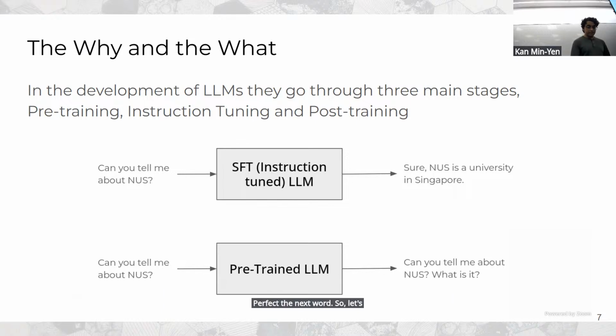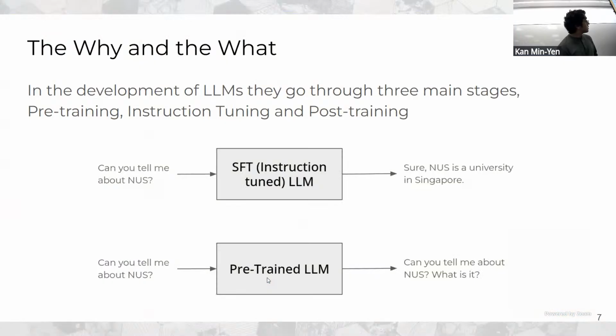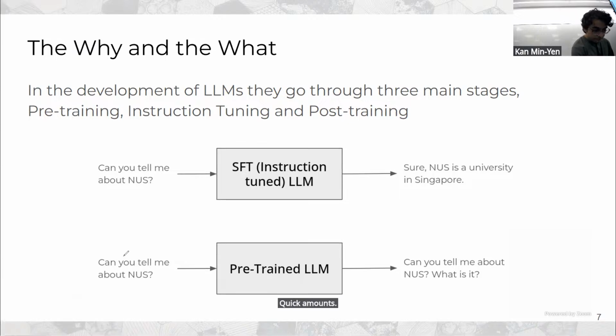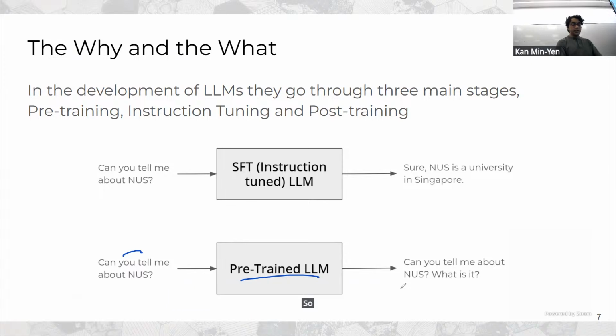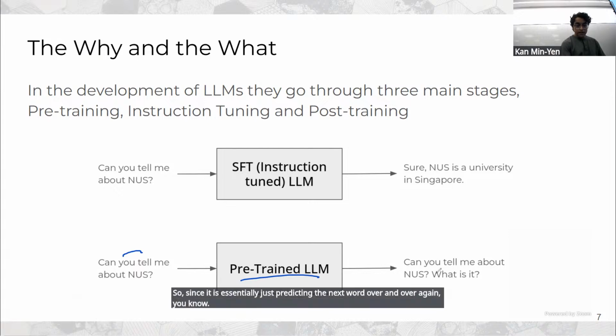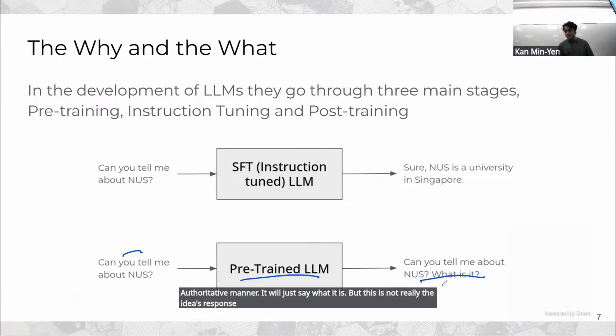So let's say that I have a pre-trained LLM over here. Let's say I ask it, can you tell me about WING.NUS? Since it is essentially just predicting the next word over and over again in an auto-regressive manner, it will just say what it is. But this is not really the ideal response. It is just completing my sentence, right?